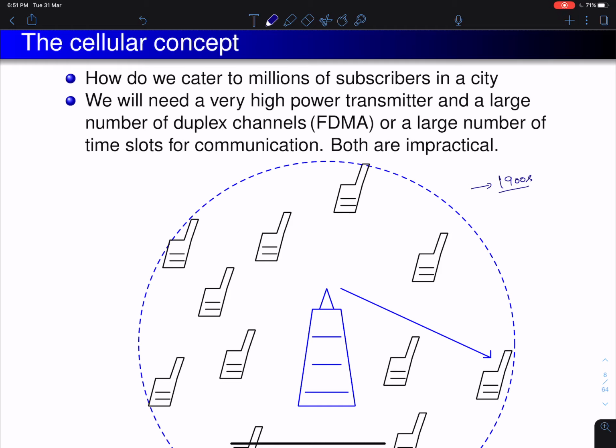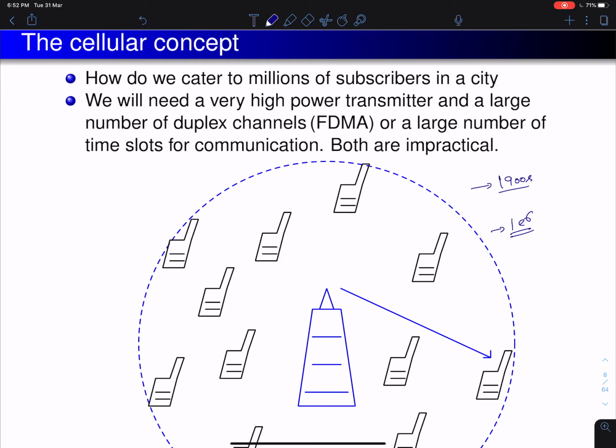So we'll start with a city, for example, a city with a population of say 1 million, which is 10 lakhs. That's the population of the city. And then you have to give cellular access to all those 1 million people. Each one of them should have access to a cell phone, which means you have to cater to 1 million users.